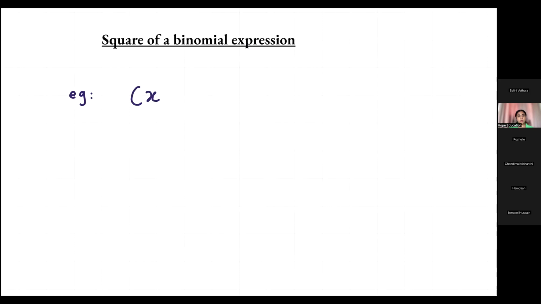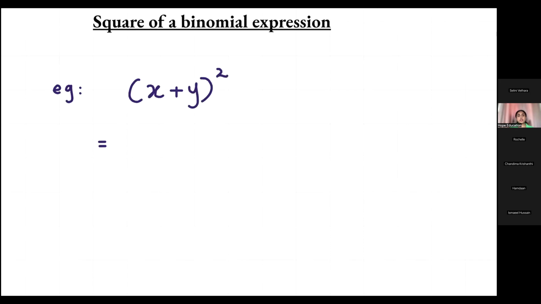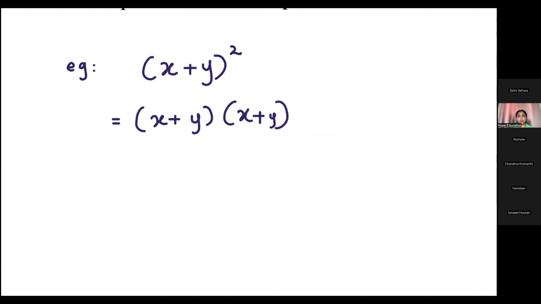x plus y squared. So there's a binomial expression, and you have to find the square of that. So how would we do this? x plus y squared means x plus y multiplied by x plus y. So x multiplied by x is x squared. Then x multiplied by y is xy. Plus times plus is plus.